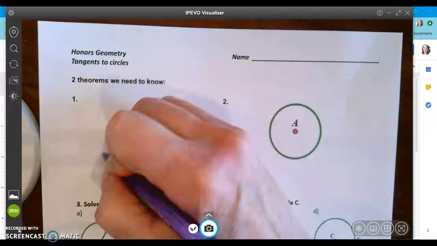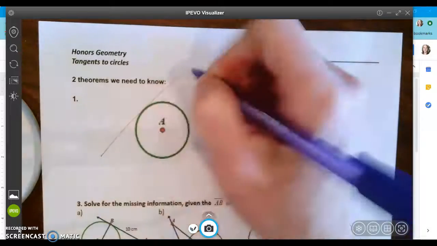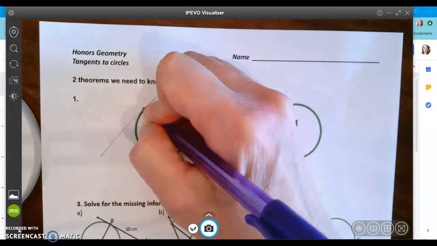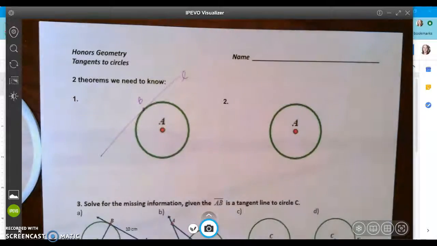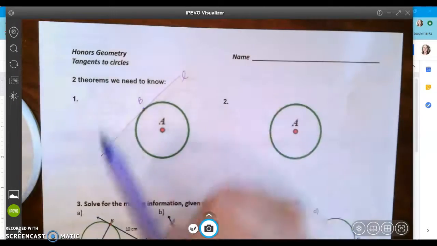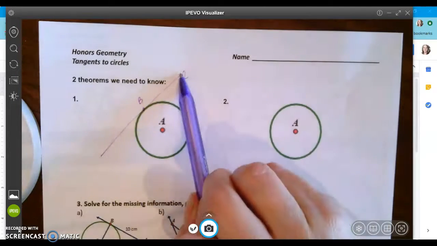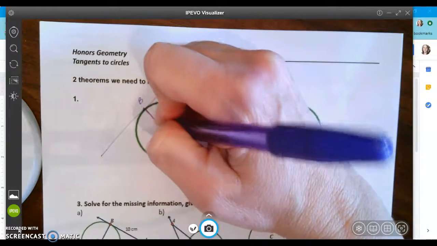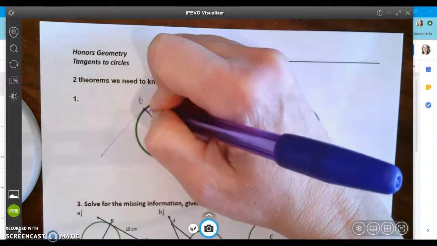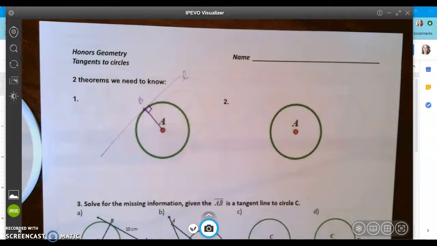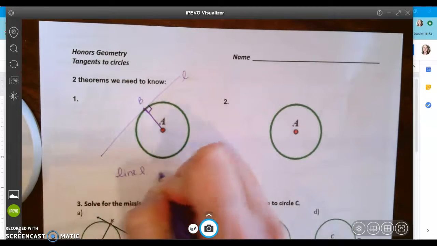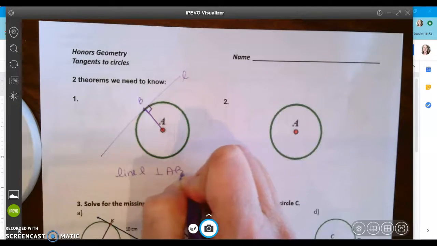If you draw a tangent line, let's call this line L, and let's label the point of tangency point B. What we need to understand is that if you have a line drawn tangent to a circle, the radius to the point of tangency is perpendicular to the tangent line. It will create a 90-degree angle. Okay, so line L is perpendicular to the radius AB.